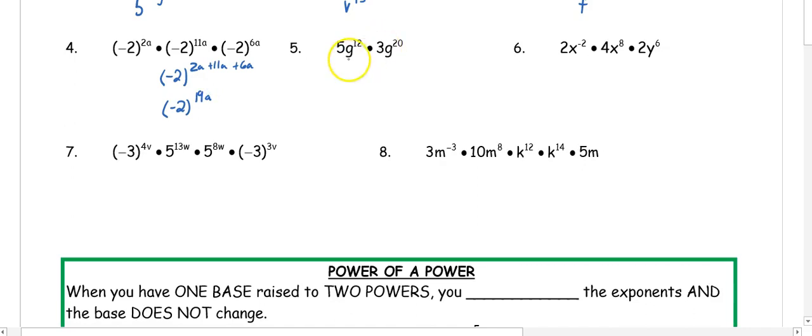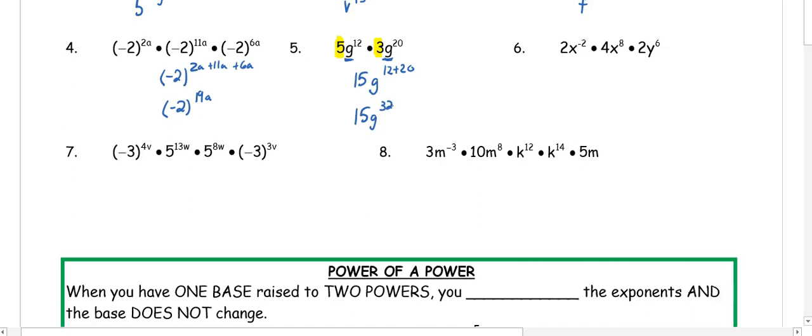Now, in number 5, our bases are still the same, g. So we're going to have g to the 12 plus 20. 5 and 3 do not have exponents, so those numbers are able to multiply together because of the multiplication sign. So 5 times 3 gets us 15. So when we simplify this, we're going to get 15g to the 32nd power.